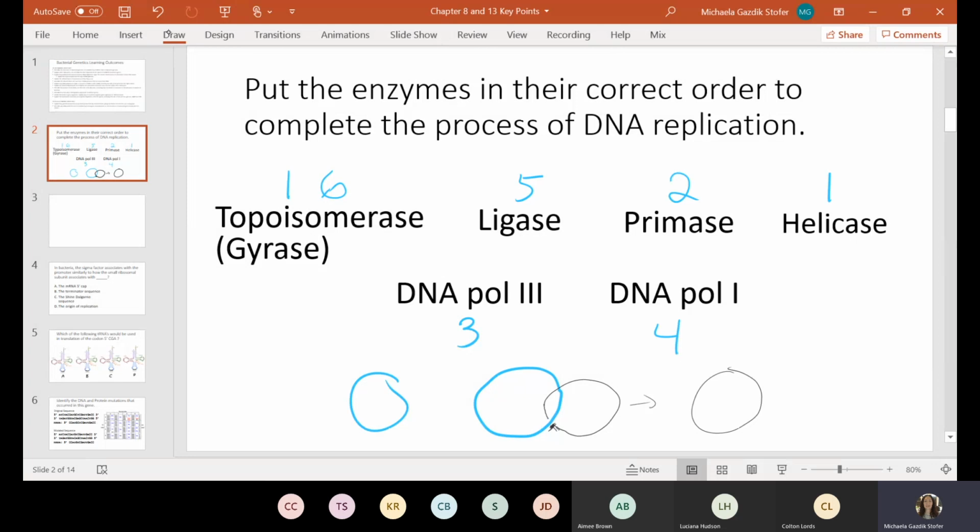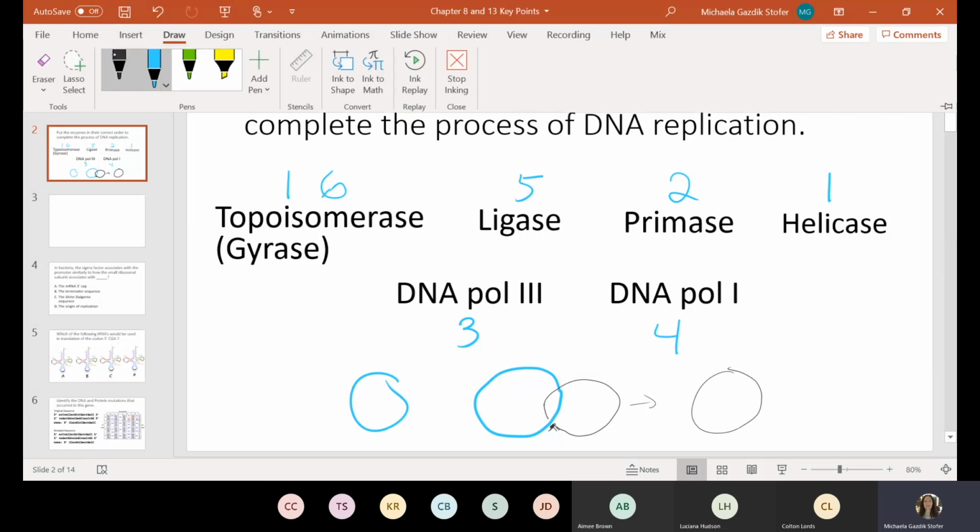I'm going to ask the group, does anyone want to see me diagram and draw out replication and actually see the process? Or are you comfortable just refreshing what those enzymes do? Anyone with questions on DNA replication? Okay, doesn't look like it.